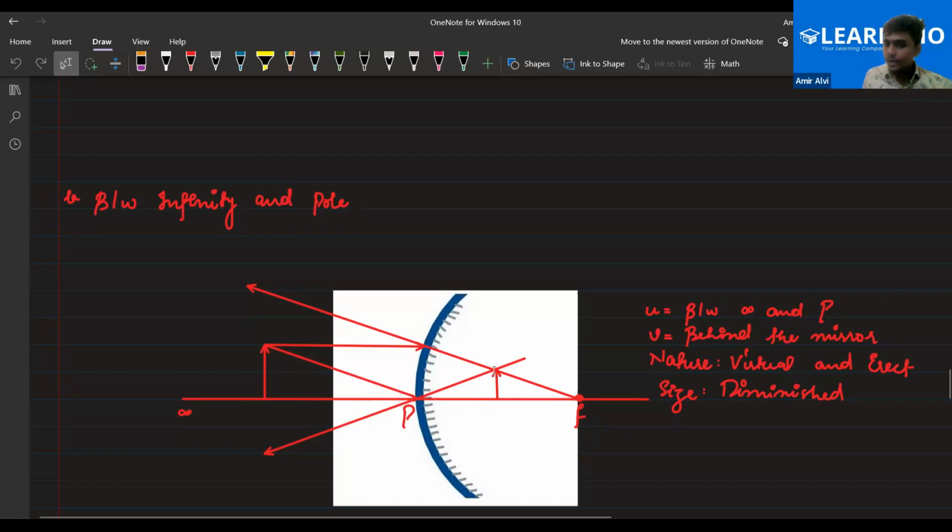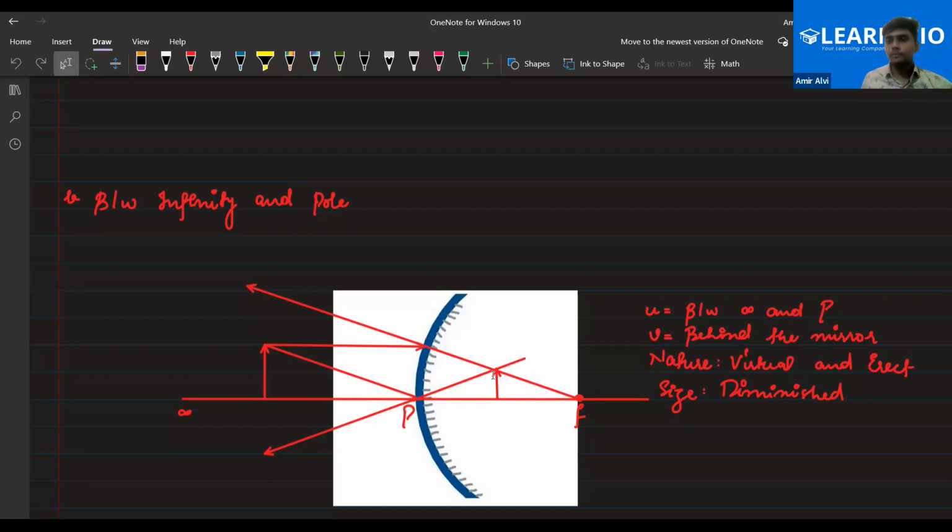So that's why if I extend the reflected ray in the backward direction, there is a point of intersection between the parallel ray and the ray passing from the pole. So that intersection will be considered as the image formation for the convex lens. Am I clear to all of you? Does anybody have any doubts so far?